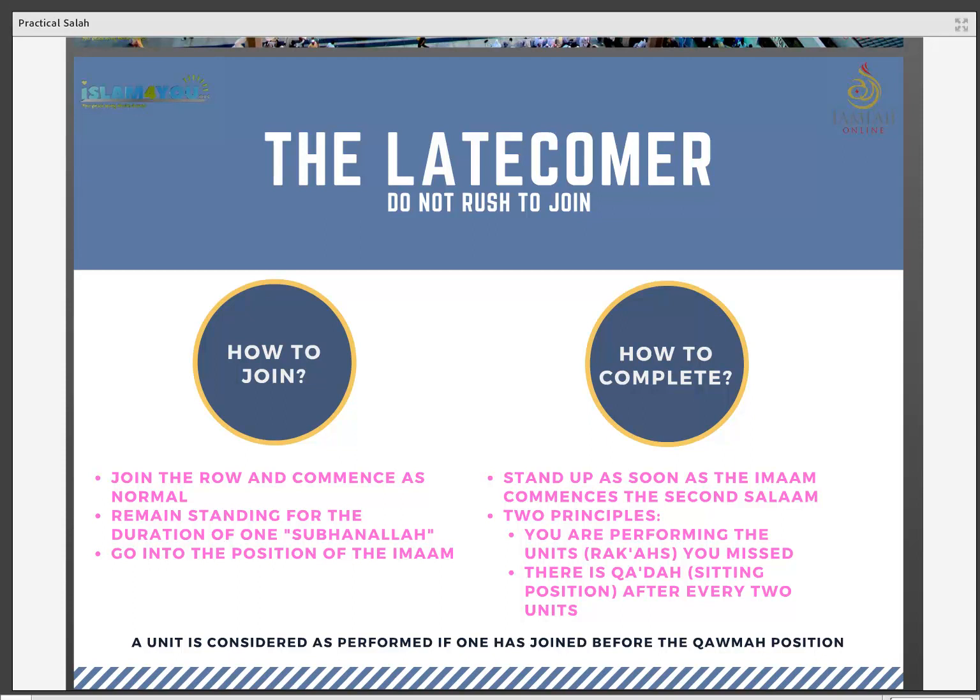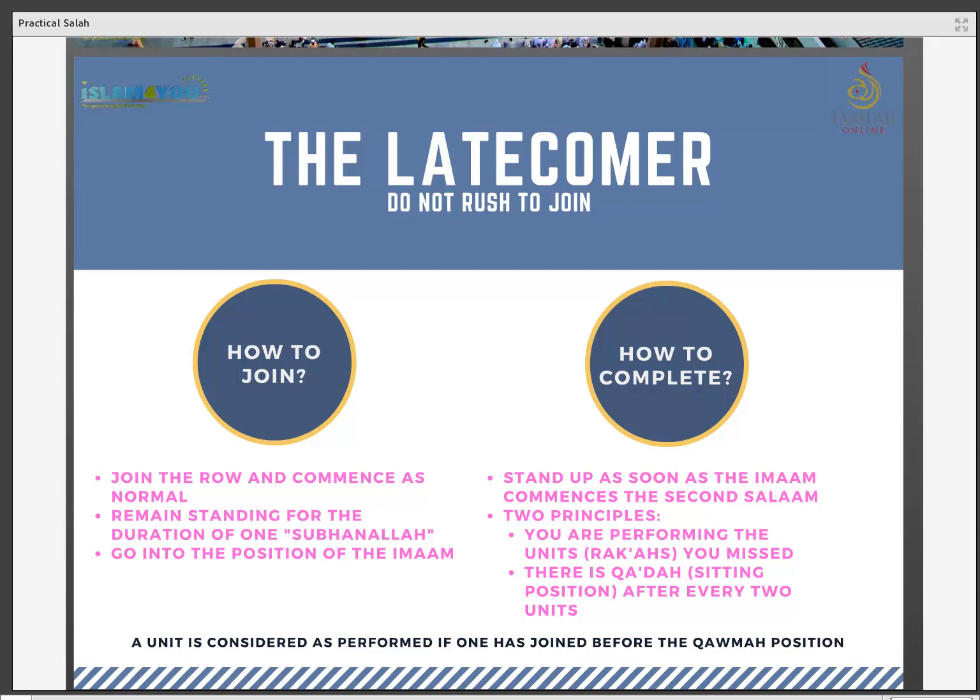But when do we regard it as a missed unit, and when do we regard it as attained? The differentiating aspect is the ruku', the bowing position. If a person joins the prayer before the imam stands up from his ruku', before he goes into the qawma position, the standing position from the bowing position, and thereafter we go into sajda, into prostration. So if the imam has already said Sami Allahu liman hamida, he's already stood up, or is already standing up, then we regard it as we've missed that unit.